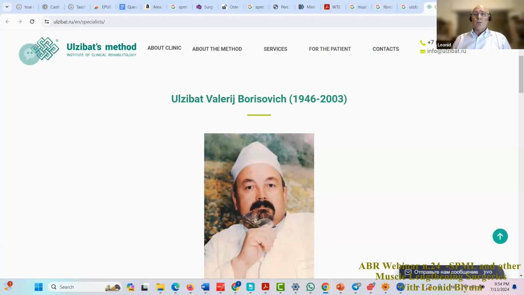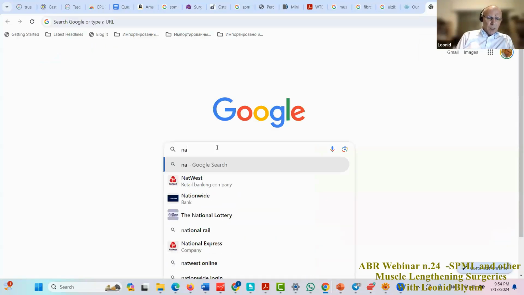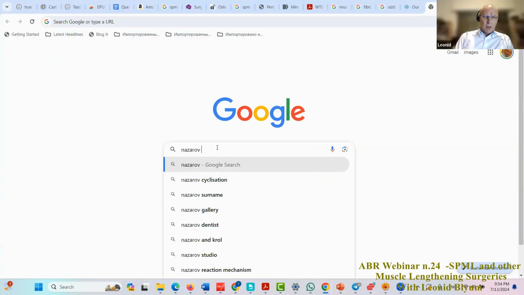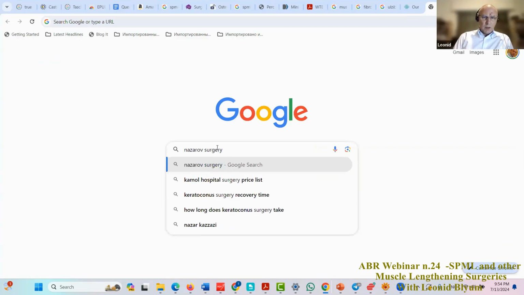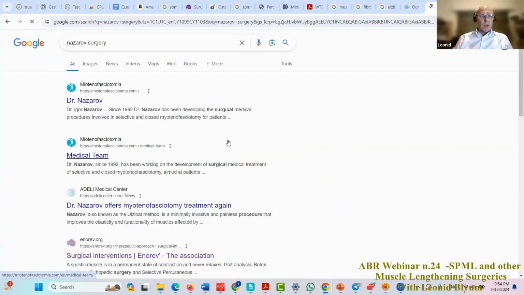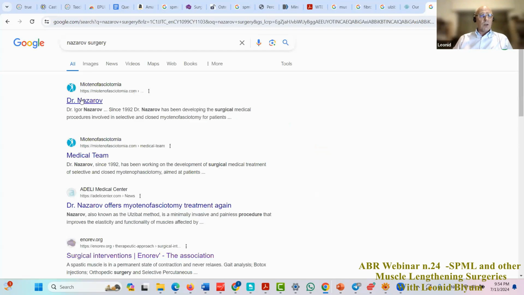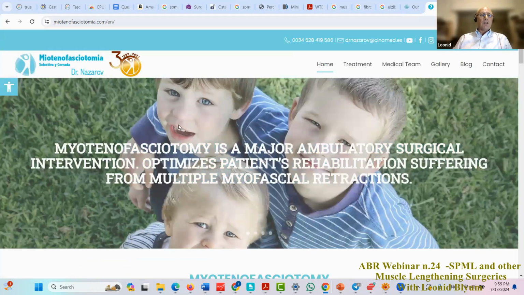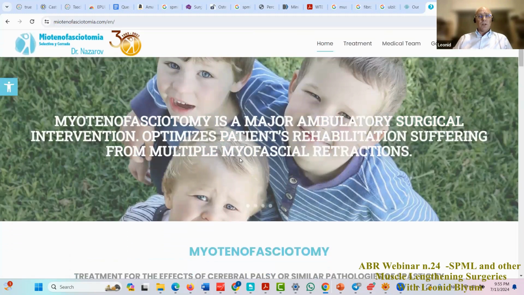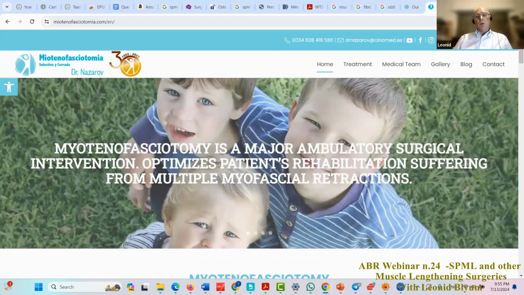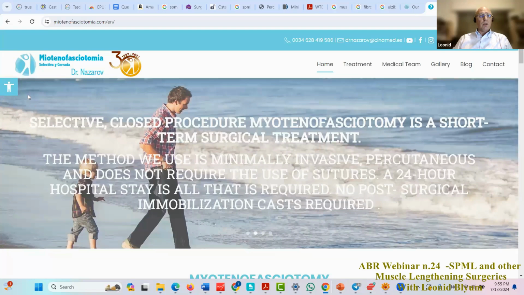The one who is particularly popular in Spain is Nazarov, right? So you see Nazarov surgery, which is obviously the Russian name, Dr. Nazarov. You see where he is talking about him doing it. This is called myofasciotomia. So this is a major ambulatory surgical intervention.